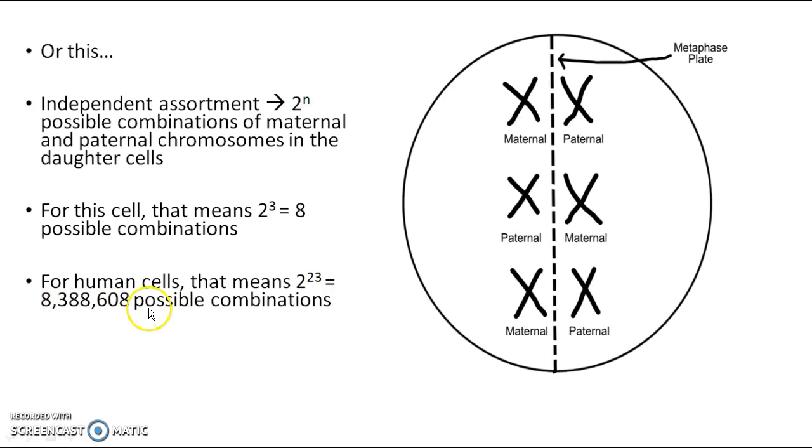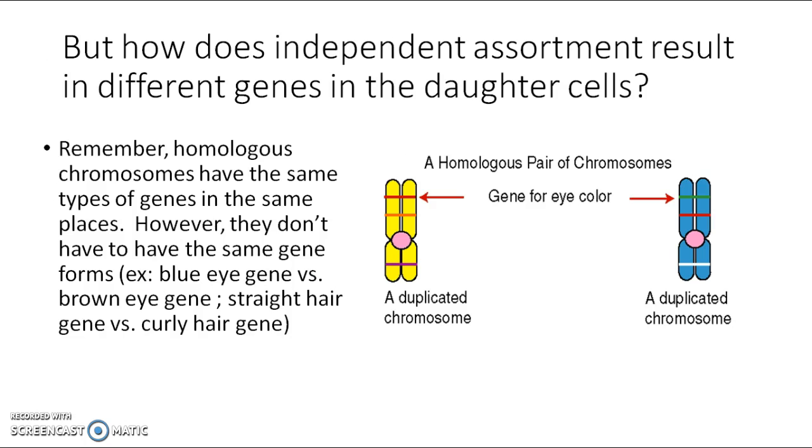So that would end up being over 8 million possible combos. Now, we just talked about the maternal and paternal chromosomes, but how does that actually result in different genes in the daughter cells? Remember that homologous chromosomes have the same types of genes in the same places, but they don't have to have the same gene forms. For example, one homologous chromosome, like the maternal chromosome, might have the blue eye gene and the straight hair gene, and the other one might have the brown eye gene and curly hair gene.